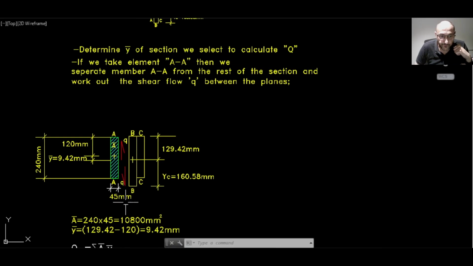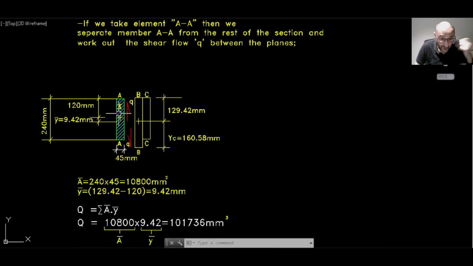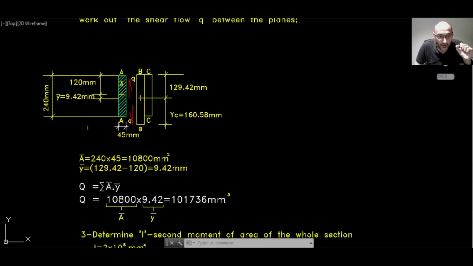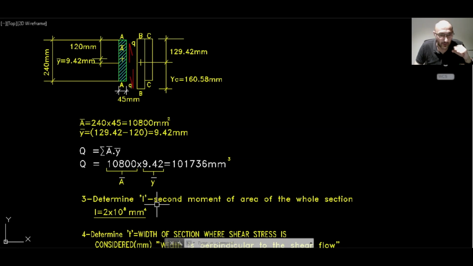Let's work out Q, which is the sum of A bar multiplied by Y bar. In this case, if we take this element AA out, we have 240 multiplied by 45, and that will give us an area of 10,800 millimeters squared. Y bar is simply 129.42 minus 120, and of course 120 is the centroid of that element here that we are working with, and that will be 9.42 millimeters. So Q, if we multiply both together, we will get 101,736 millimeters cubed.